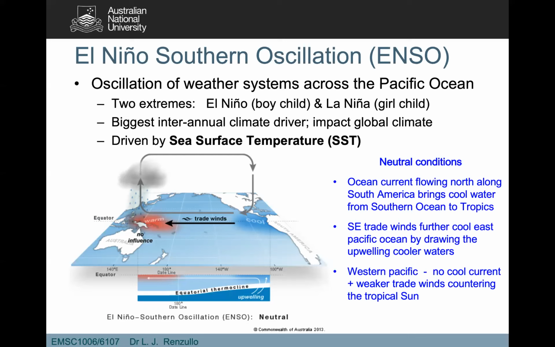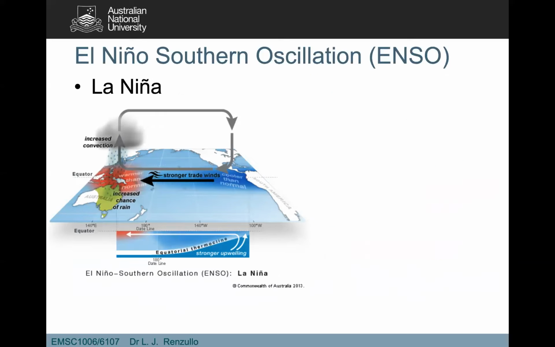So under neutral conditions, ocean currents flow north along South America, bringing cooler waters to the region. Southeast trade winds further cool East Pacific oceans, and draw upwelling nutrients and cooler water from the Pacific. In the western side of the Pacific, we've got the warmer waters and a lot of increased evaporation over that area. And of course, this is the Walker circulation I was talking about.